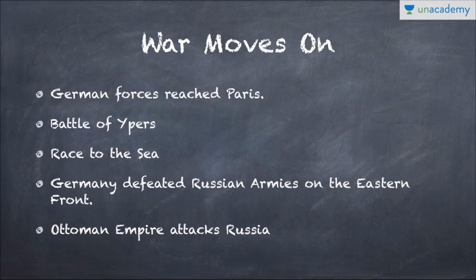Now the war moves on, and Germany gets initial success. They reach Paris. Then there is the Battle of Ypres. I don't know how to pronounce it. So the first Battle of Ypres was fought on the Western Front around Ypres, which is a place in Belgium, during October and November of 1914. So the fight was between the German, French, and Belgian armies.